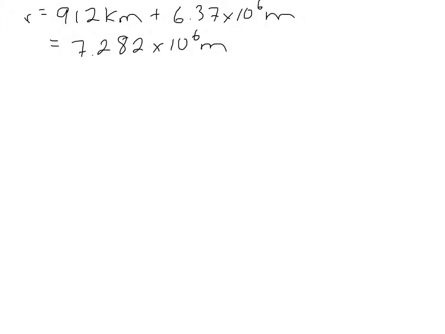Now that we have our radius, we can use the same formula that we did in the last question, that our speed is going to be equal to g multiplied by the mass of the Earth divided by radius, and square root the entire thing. That's going to get us one of our answers, which is speed.